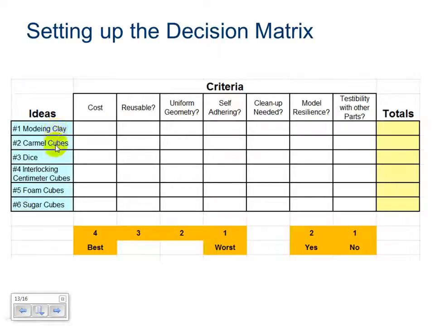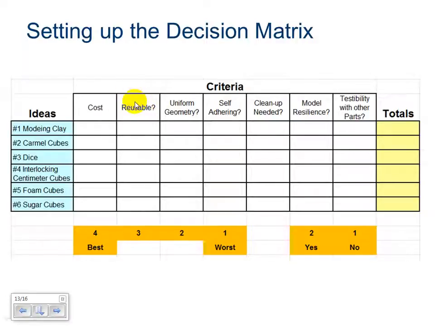Modeling clay, caramel cubes, dice, interlocking centimeter cubes, foam cubes, and sugar cubes. These are the things I'm considering making my puzzle cube out of. So what are some of the criteria that I feel are important in making my decision? So definitely, we've already talked about cost is definitely important. And reusable. Is it reusable?